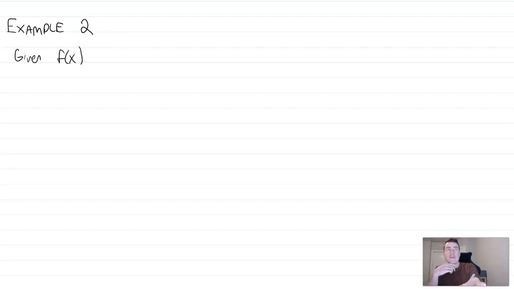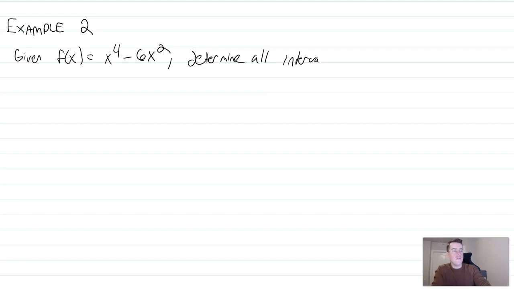All right, let's take a look at a second example here. So example number 2. For this one, it says given f of x is equal to x to the 4th minus 6x squared, determine all intervals on which f is concave down.